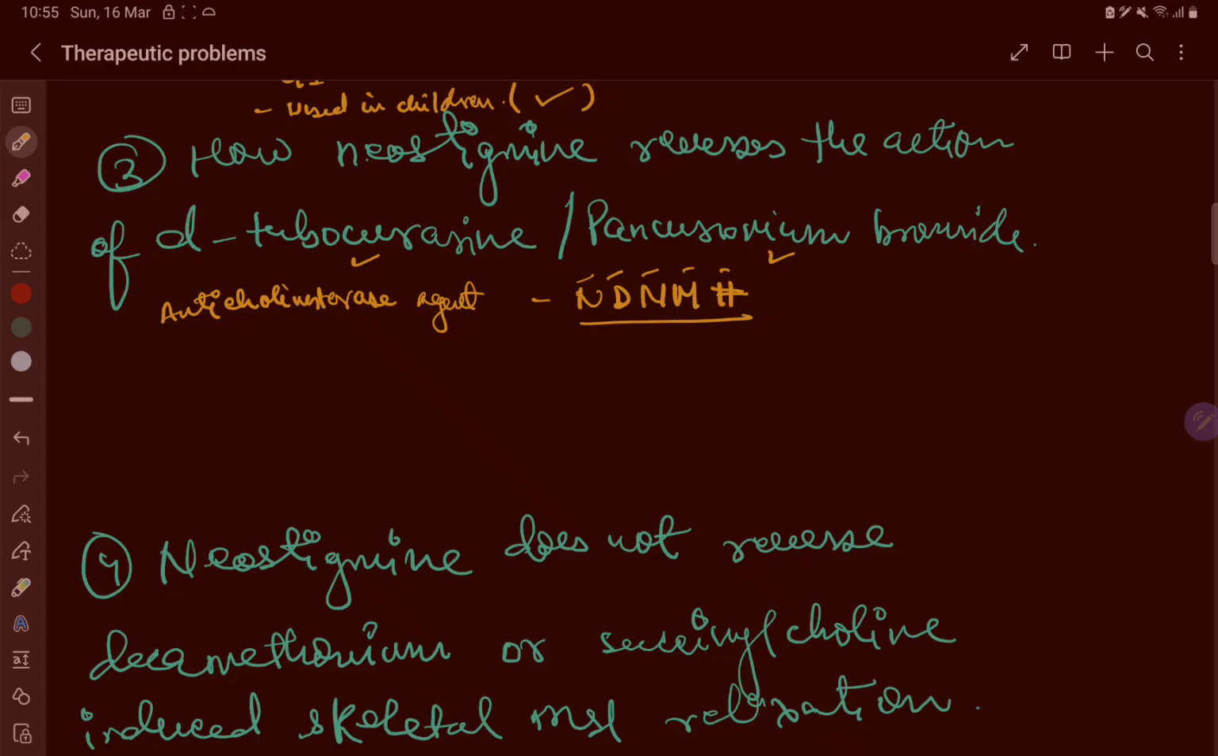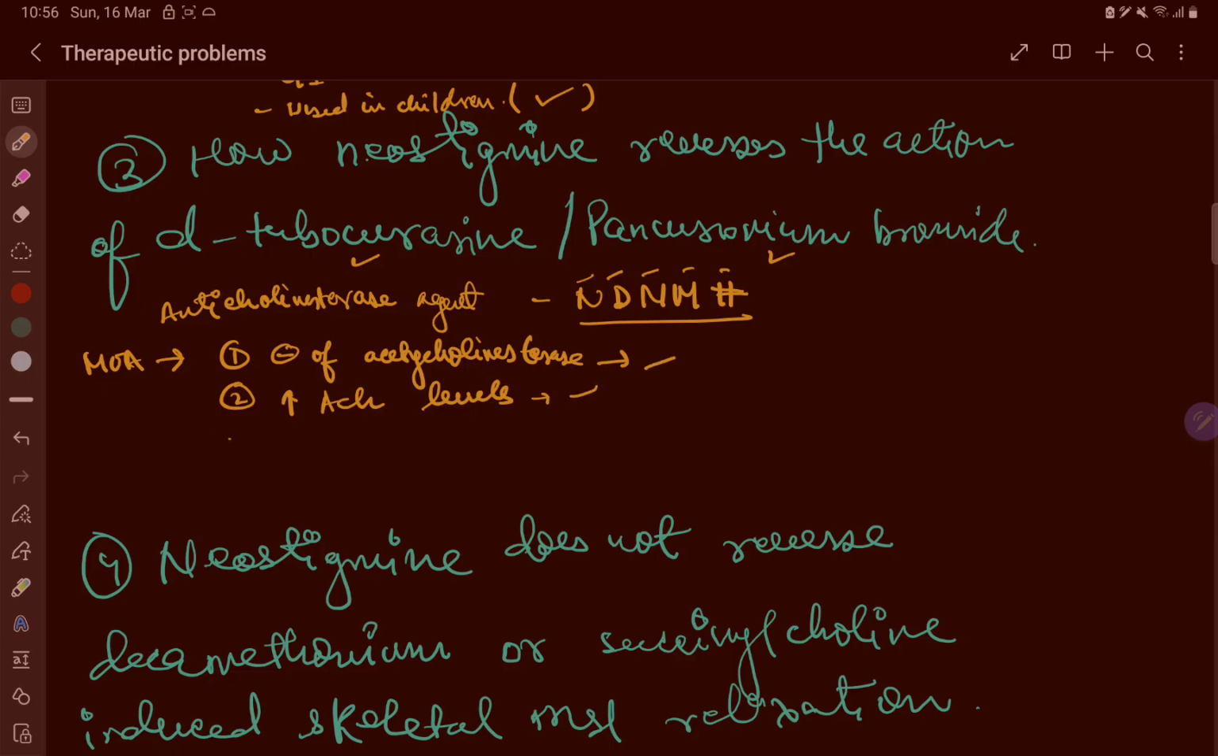Okay, now what is the mechanism of action of neostigmine? The first is the inhibition of acetylcholinesterase. So neostigmine inhibits the enzyme acetylcholinesterase, which breaks down the acetylcholine in the synaptic cleft. Second, it increases the ACh levels. So with acetylcholinesterase inhibited, acetylcholine levels increase in the synaptic cleft. Okay. The third is the competitive antagonism.